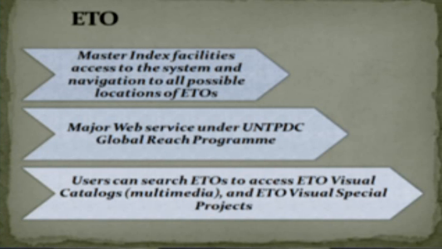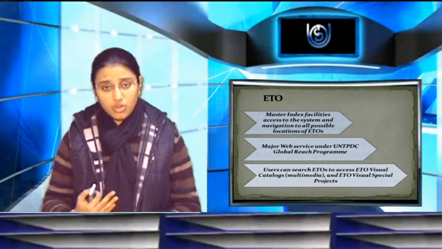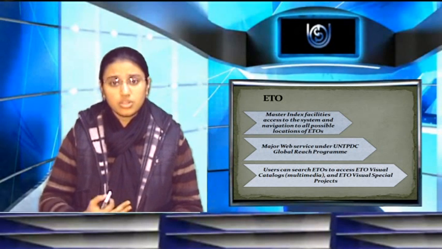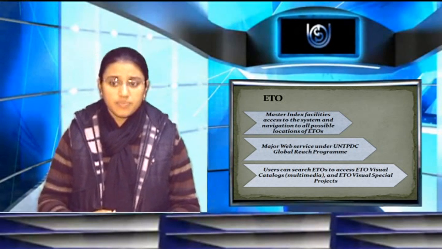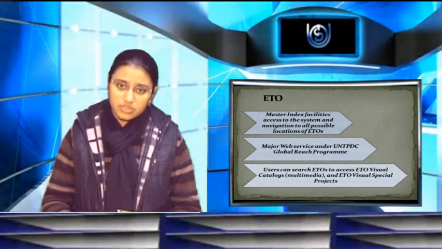ETO basically stands for electronic trading opportunity. This is a system in which all those trading opportunities are provided. This is one of the major services under the UNTPDC Global Research Program. Here users can search the visual catalogs. And yes, they can have all those visual special projects for those particular products and services.